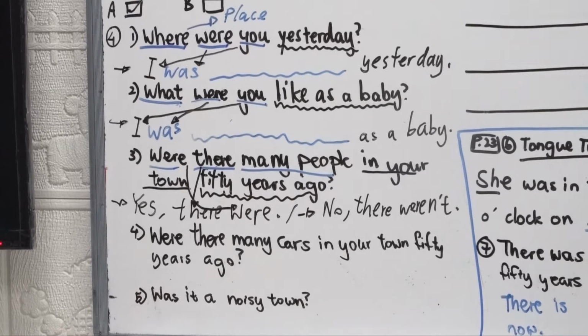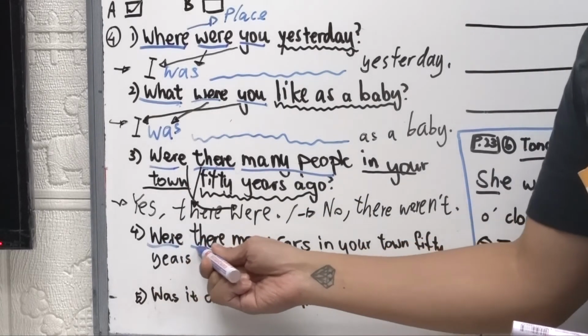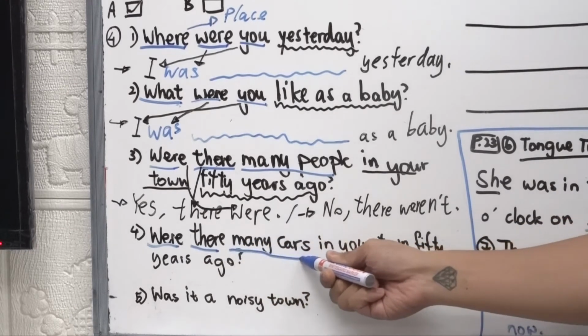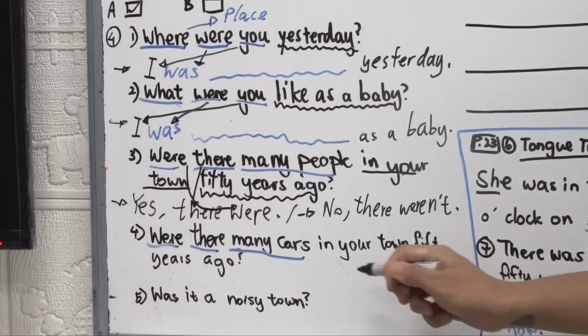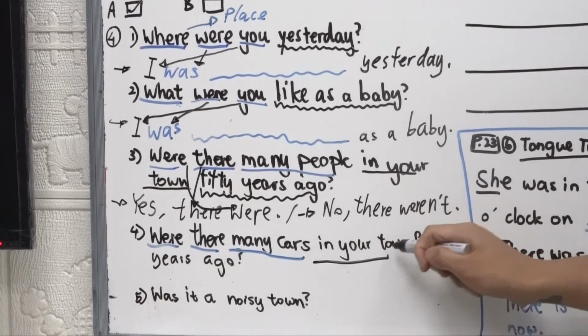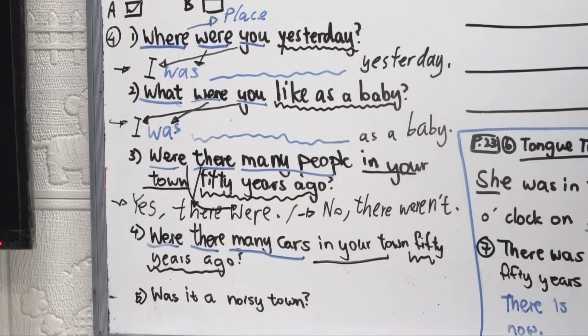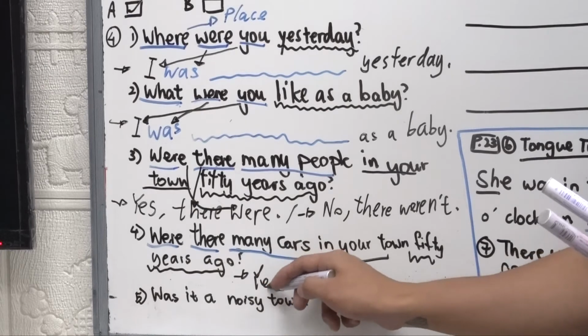Let's analyze this one too. Again, we have the phrase, "were there many cars?" So again, this is what we're actually asking for: many cars in your town. So this is the situation. In your town, the time is 50 years ago. Okay? So similarly with question number 3, we also have a yes.